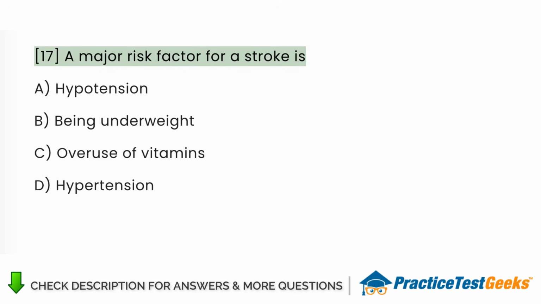A major risk factor for a stroke is A. Hypotension. B. Being underweight. C. Overuse of vitamins. D. Hypertension.